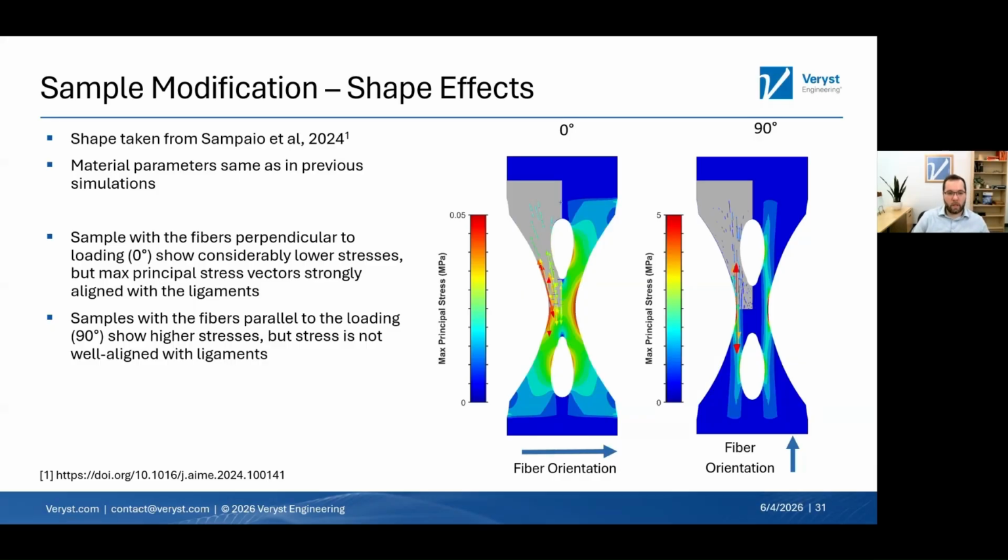Another alternative specimen design is this one from Sampow, 2024. And this has more rounded edges. Again, we're seeing a very similar behavior though. So at 0 degrees, we're seeing a more distributed stress pattern, and we're seeing it more aligned with the arms, the ligaments. And then if we have it at 90 degrees, we have a very, very concentrated stress pattern.